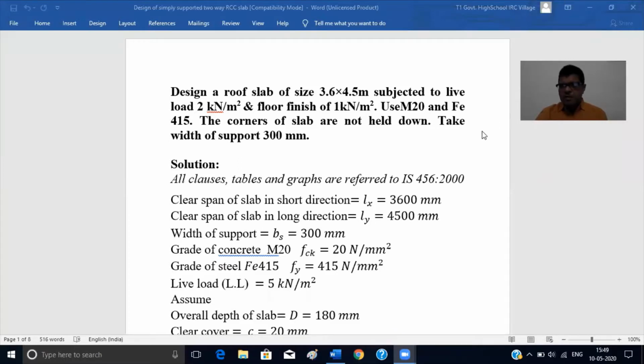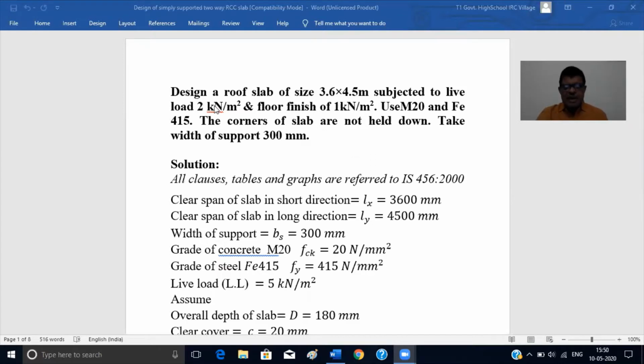Hello learners, in today's class we'll discuss design of two-way slab where the corners are not held down. So let us see one example on that. We have earlier discussed the code guidelines in previous lectures. You can follow this in YouTube.